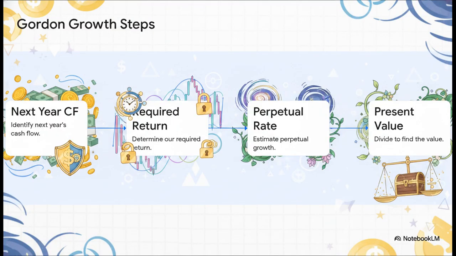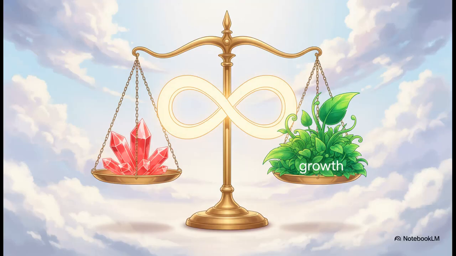We just follow 4 precise steps to isolate the value of a mature enterprise. First, we project exactly what our cash flow will be next year. Second, we use that custom insurance policy we talked about earlier to determine our required rate of return, R. Third, we estimate G, our perpetual growth rate. And finally, we just divide. Here is the model in all its elegance. Our present value simply equals next year's expected dividend, divided by the gap between our required return and our growth rate. It beautifully balances our expectations of risk against our expectations of growth.